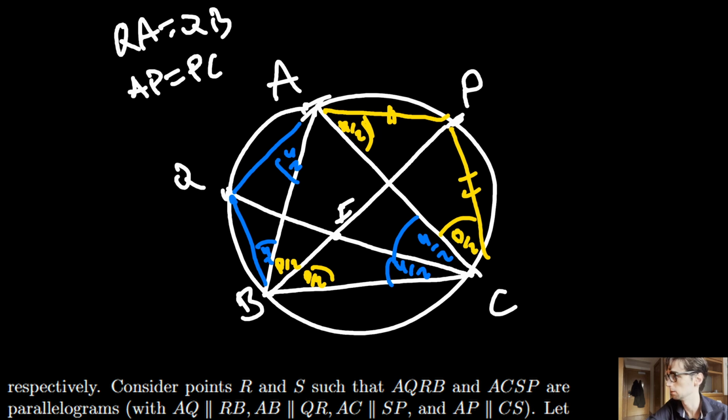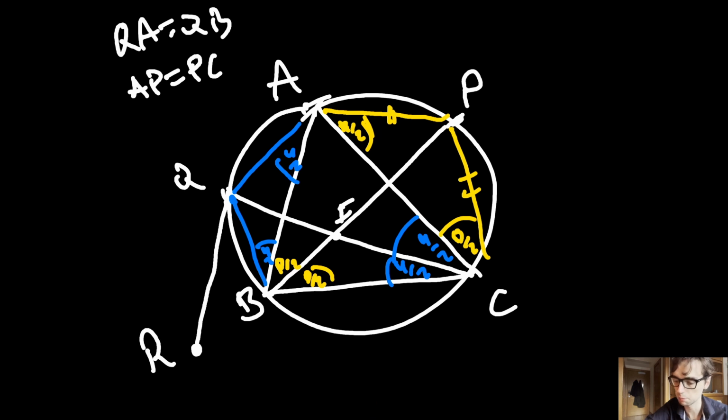Okay, now we're going to have R such that AQRB, so AQ and then RB, is a parallelogram. Let's think about what this actually means. This means that RB is also equal to QA, which is equal to QC. And then we have some angles we can calculate. Now this angle over here is gamma half. So this one's gamma half, which makes this angle over here gamma half as well.